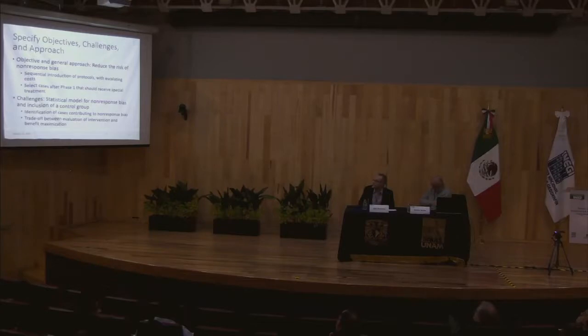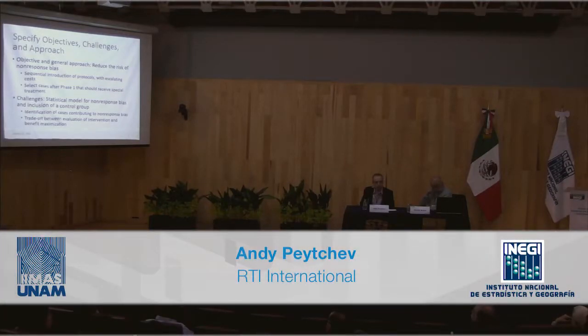So we specify the objectives and the general approach. It's sequential introduction of protocols, right? The $5 prepaid incentive is the introduction of something different in a protocol. We select cases after phase 1 based on some criteria on minimizing non-response bias. The challenge that we have identified is: how do we best identify the cases that are contributing to non-response bias during data collection?